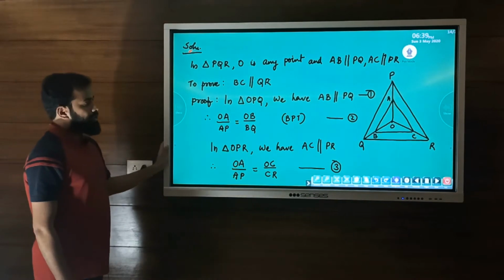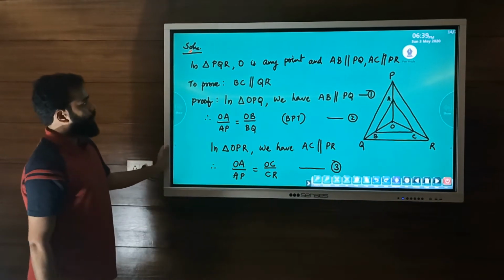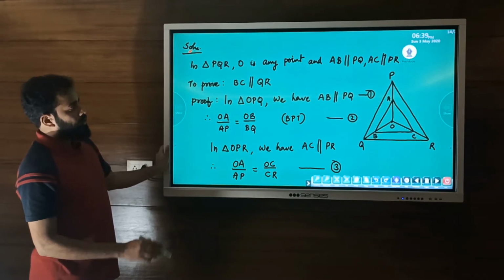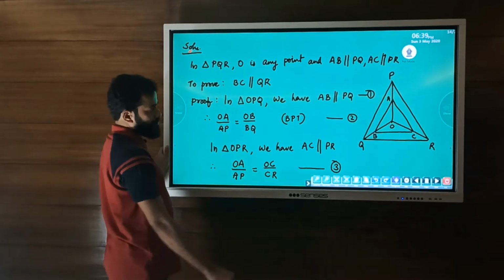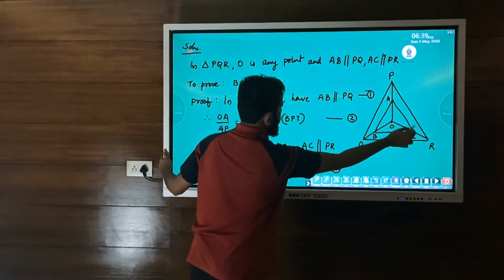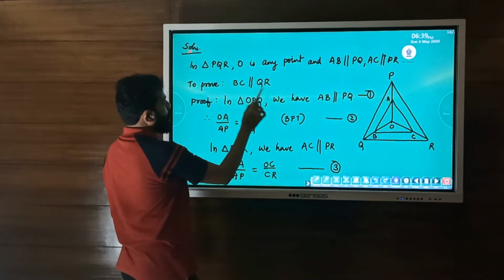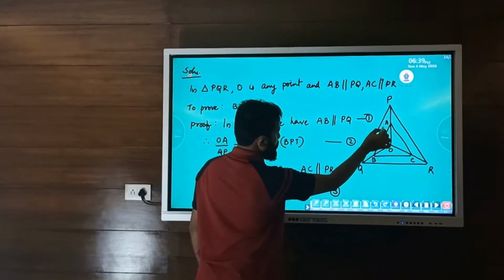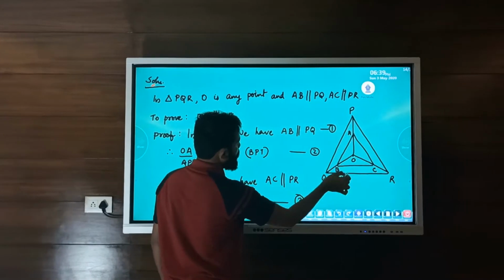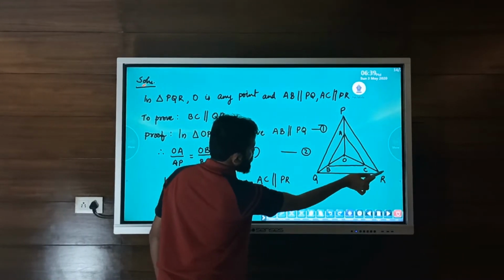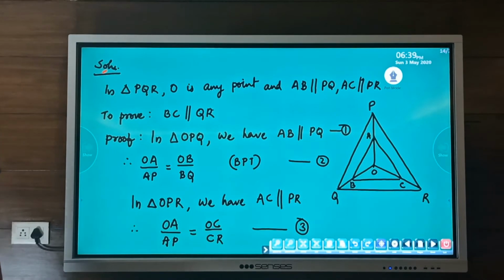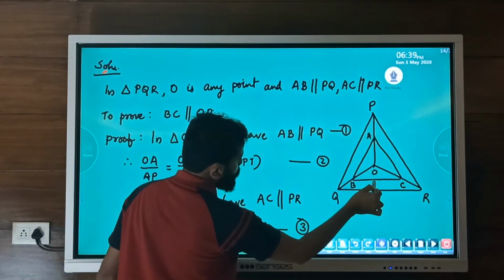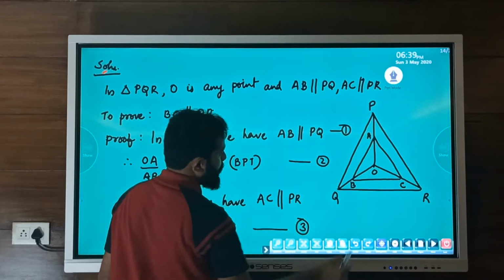In triangle PQR, O is any point and AB parallel to PQ, AC parallel to PR. PQR triangle we are considering first. O is any point, this is any point, and this is AB which is parallel to PQ, and AC that is parallel to PR. To prove BC parallel to QR, this is the line BC. We need to show that this line BC is parallel to QR.